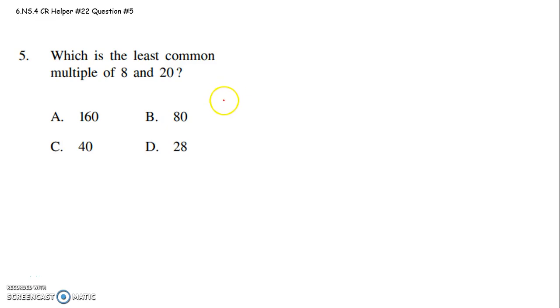All right, 6th graders, this is to help you with question 5 on CR22. Which is the least common multiple of 8 and 20? First thing I'm going to do is break 8 and 20 down into prime factors.